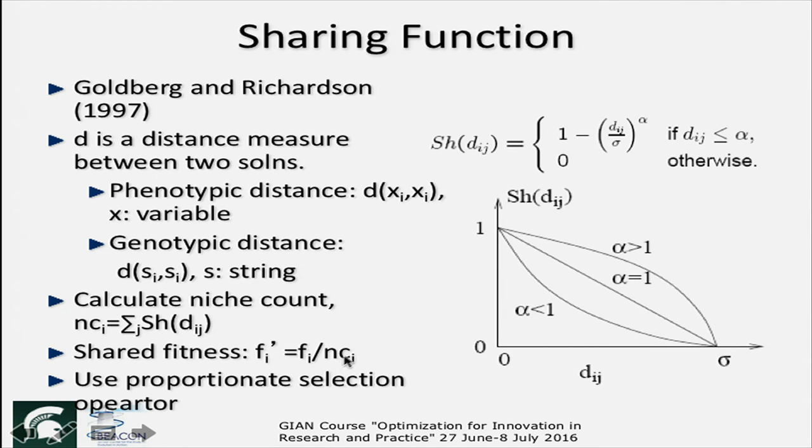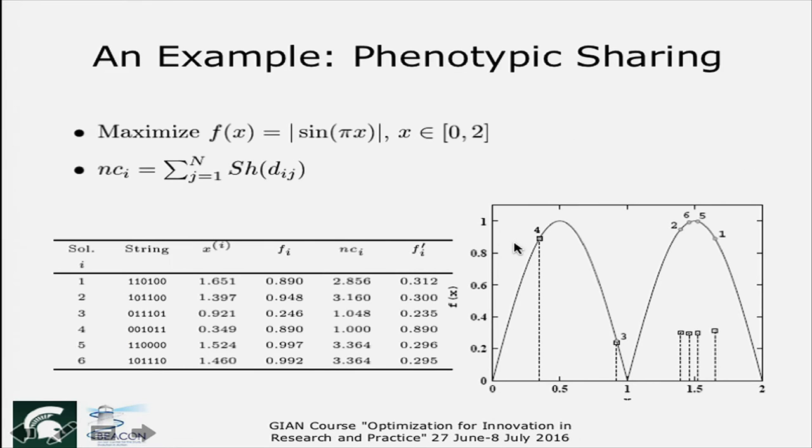So this assumes that you are maximizing. That's the first thing I have to tell you. This sharing function approach assumes you are maximizing. And we're dealing with positive fitness. Okay? Positive or zero fitness. Let me show it with an example.